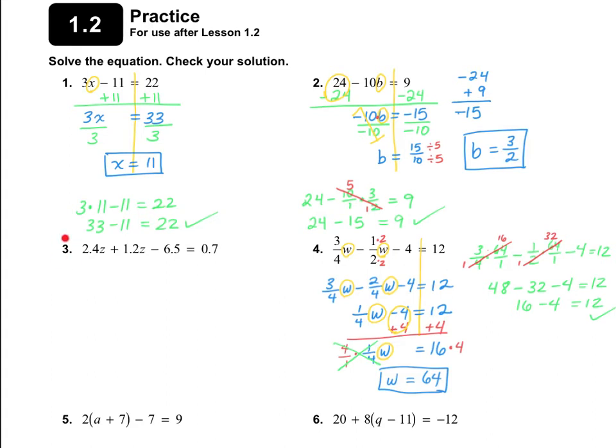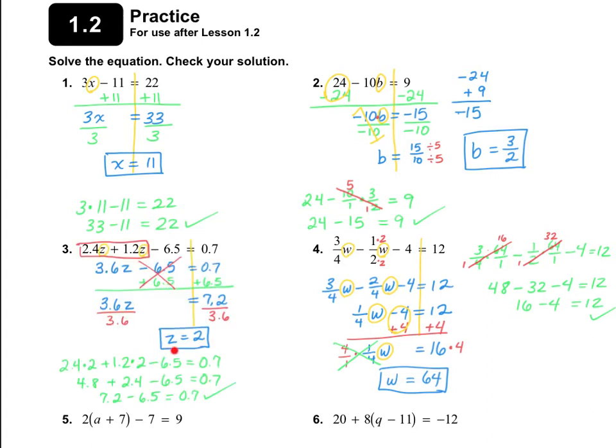Don't be afraid to get a calculator if you want some help since we have decimals. So pause the video, try it, and then turn it back on when you're done. Okay, I got Z is equal to 2, and when I plugged it back in, it checked out. If you did not get Z equals 2, see if you can find your mistake.